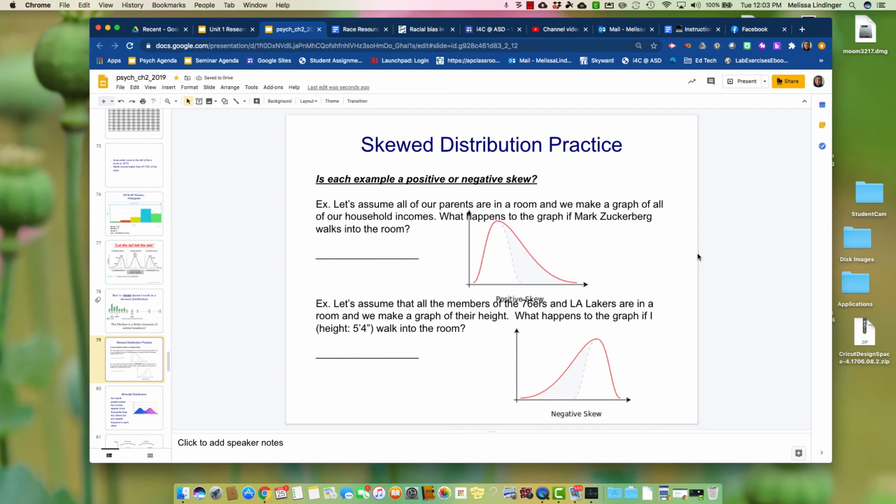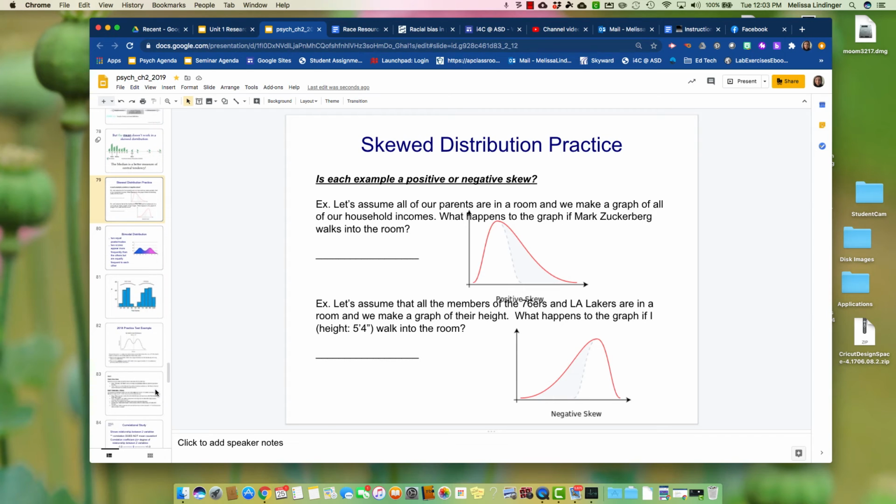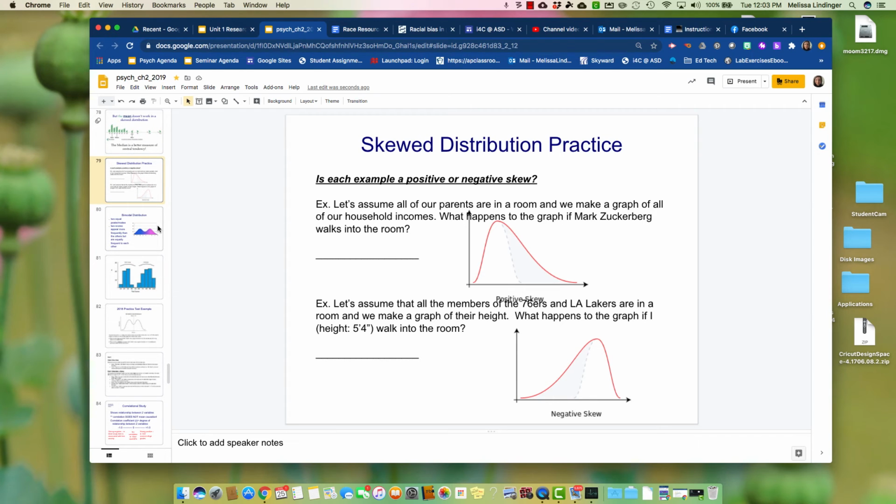So this is what we should have. All right, this is what it should look like. Most of us are going to have incomes down here, and Mark Zuckerberg is going to be our outlier. He's going to pull our mean up. The opposite, we would have a negative skew in this scenario, because most of these players are super tall, and then in walks me, and I'm an outlier. I'm going to pull the mean, or the average, down. So in both of these cases, it's better for me to use the median as my measure of central tendency.